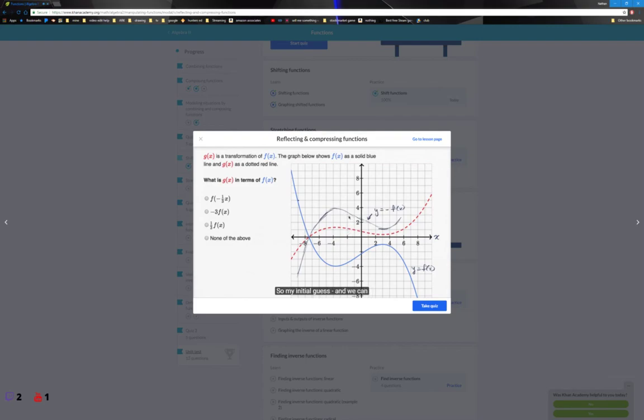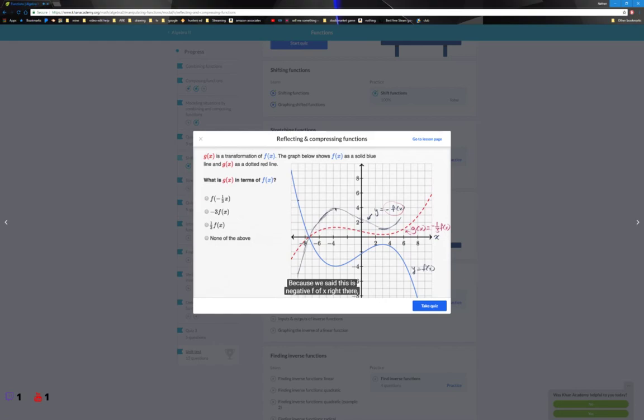So my initial guess, and we can verify this a little bit, is that this right over here is 1/3 the value of this. So g of x is equal to 1/3 of negative f of x, or negative 1/3 of f of x. And that is not one of the choices, which makes me extra cautious. But let me just emphasize why I like this choice.